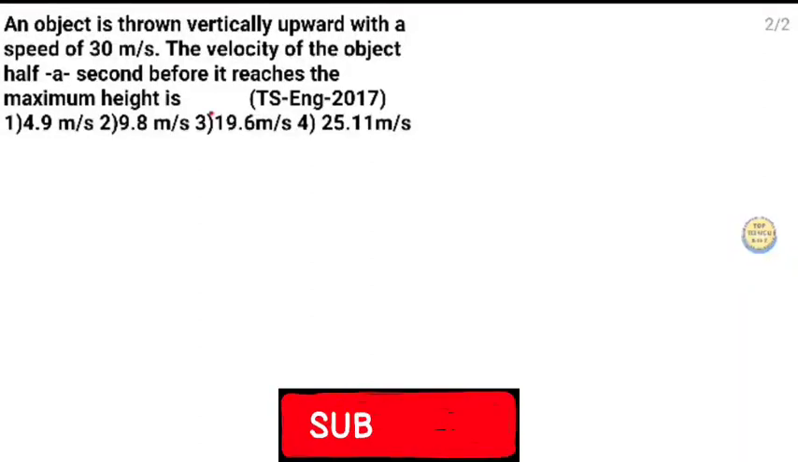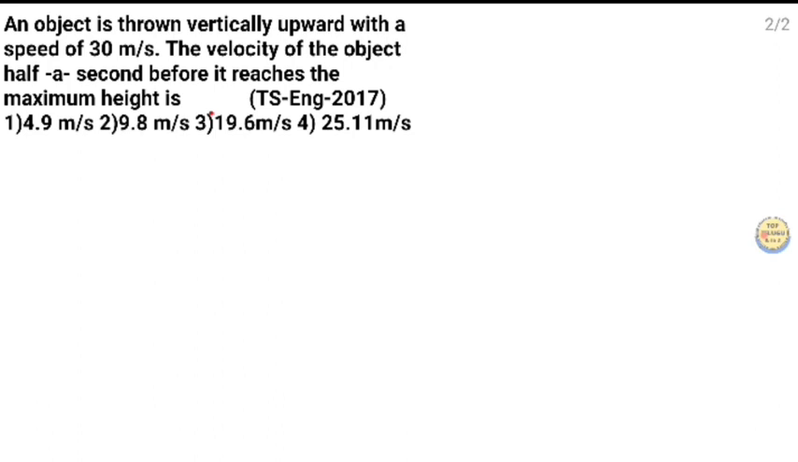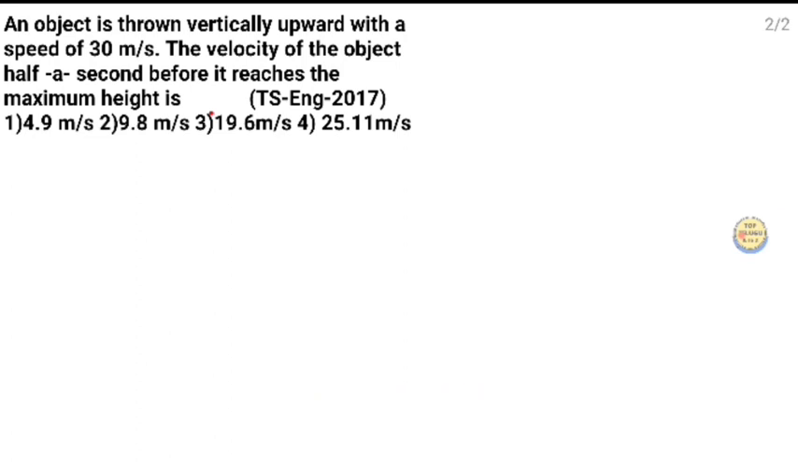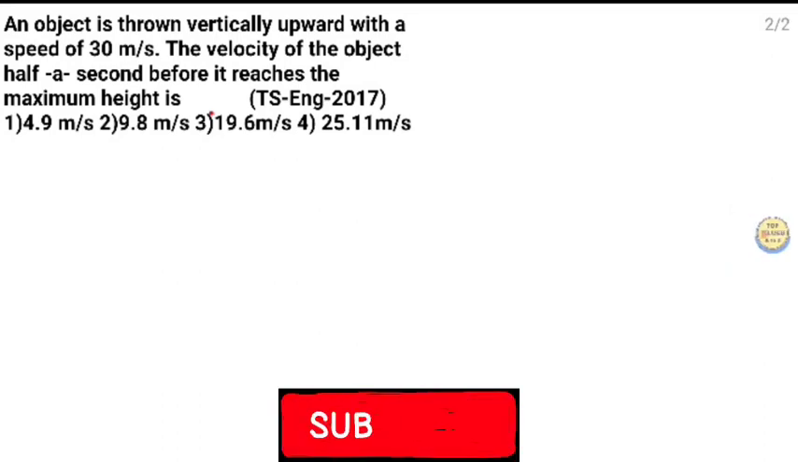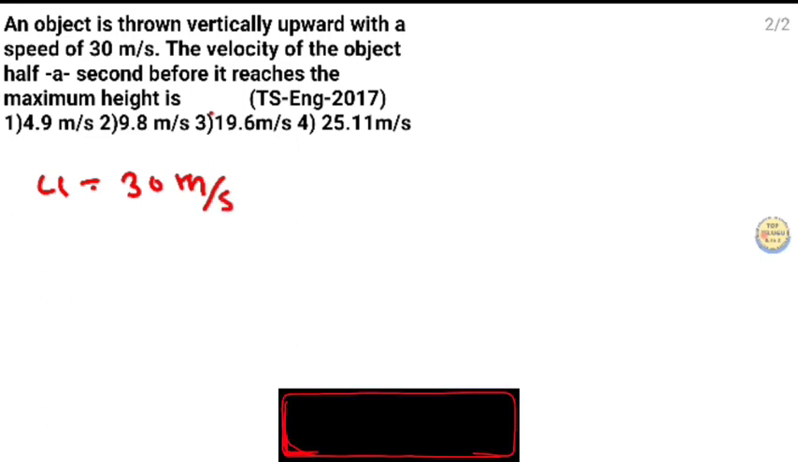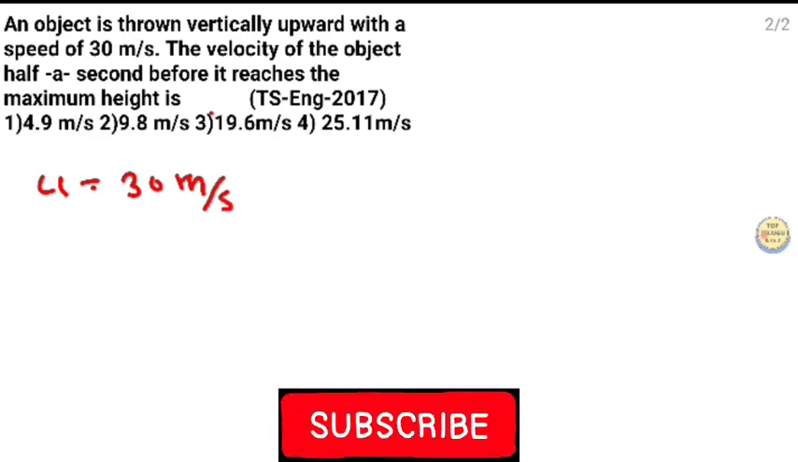The question: an object is thrown vertically upward with a speed of 30 meters per second. The velocity of the object half a second before it reaches the maximum height is. The given data: initial velocity u is equal to 30 meter per second. Body is thrown vertically upward.